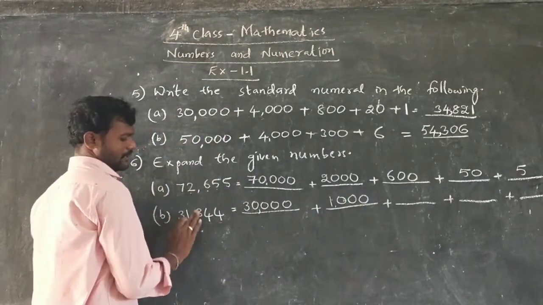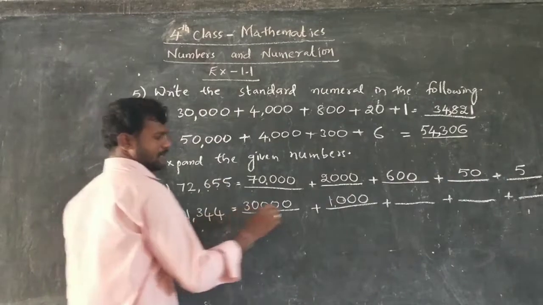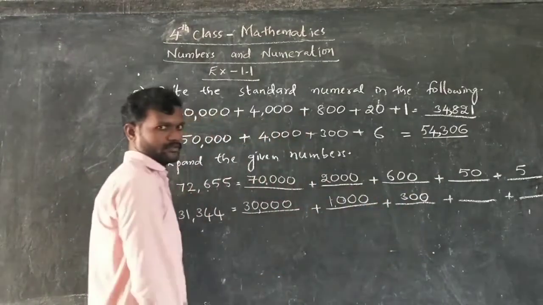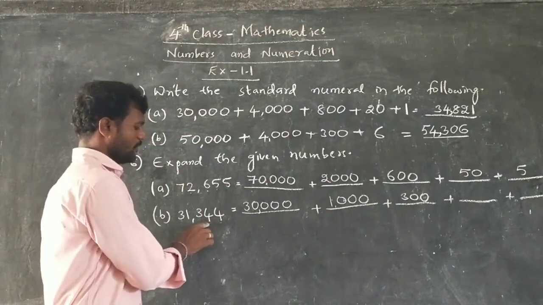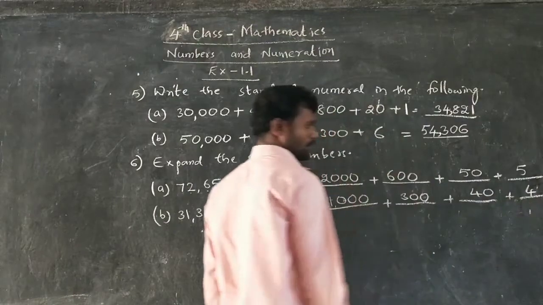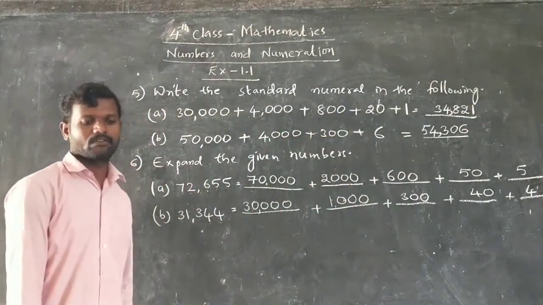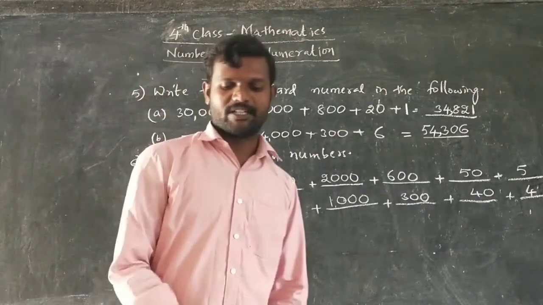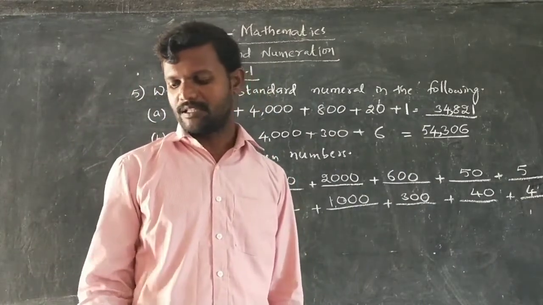Next, now 3 is there. After 3, 2 digits, so 3, 2 zeros. Next 4. After 4, 1 digit is there. So write 40. And the last 4 is there. Write 4. Okay. Complete the 6th bit also.